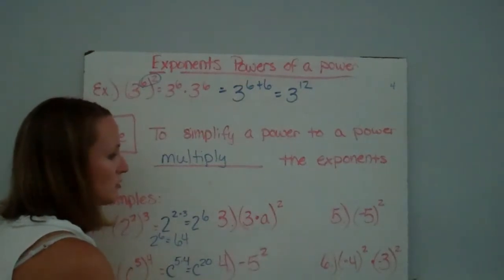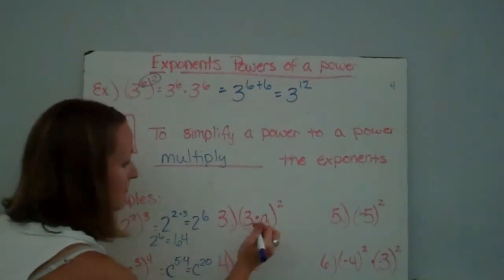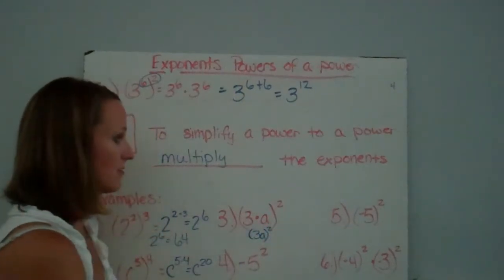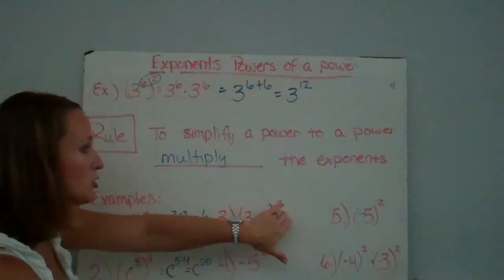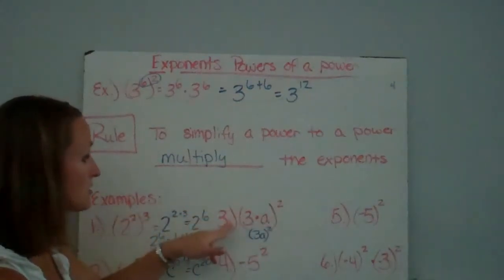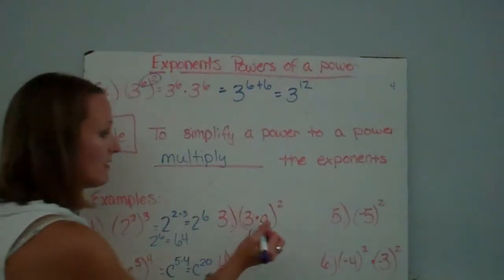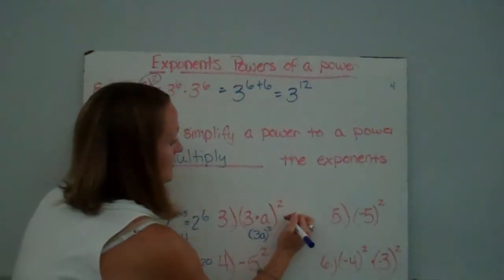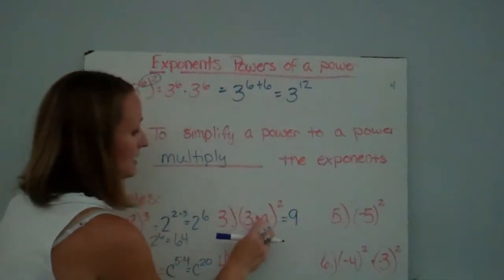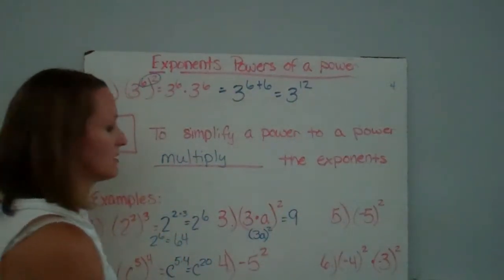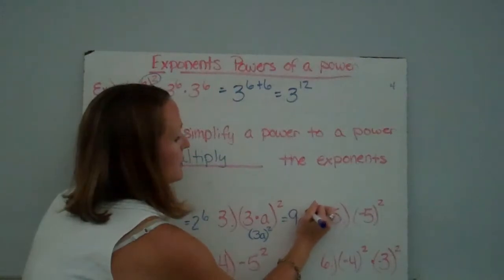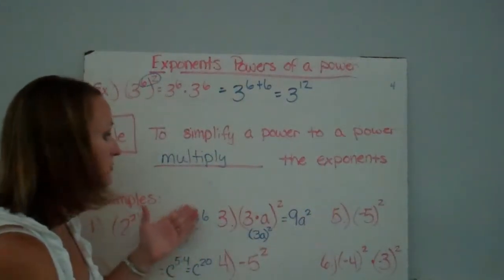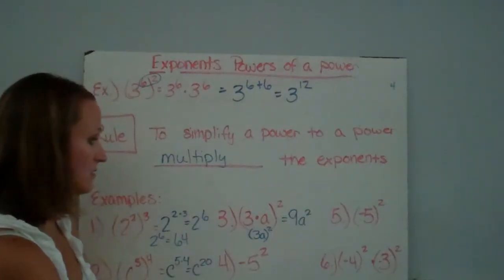Okay, so now we have this one: (3a) squared, or 3 times a, squared. It's the same thing as if I wrote it this way. But guess what happens? This time our square is going to go to the 3 and the a. So now I need to do 3 squared, which is 3 times 3, which is 9. And I need to do a squared. Well, a squared is just a squared. So (3a) squared gives you 9a squared.